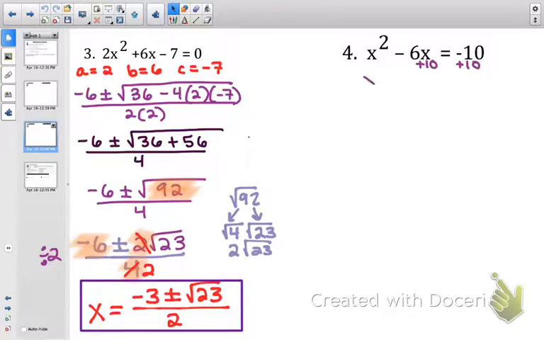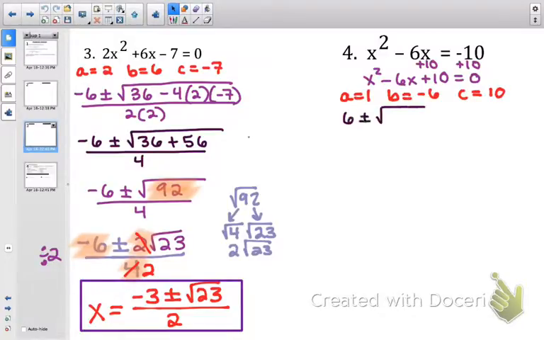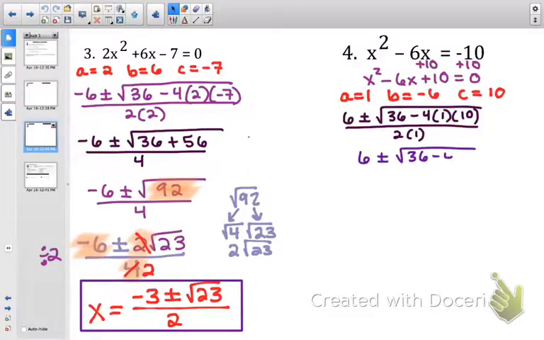All right, moving on to the right side, we need to add 10 to both sides in order to get 0 on the right. Now we have our corresponding a, b, and c values. Let's plug those in. Negative 6 is positive 6, square root of negative 6 squared is 36, and then 4 times a times c, all over 2a. Simplify some more. Interesting. We get 36 minus 40, which gives us the square root of negative 4 all over 2.